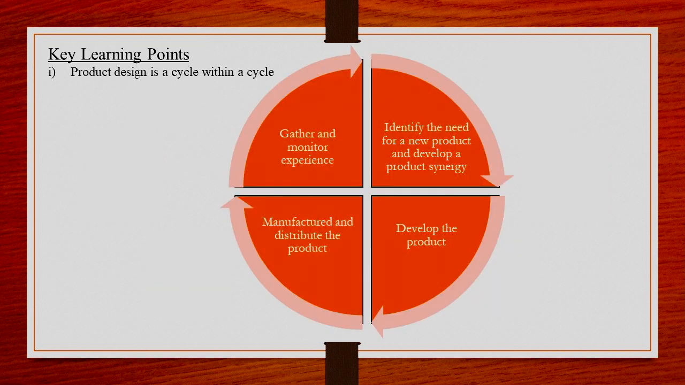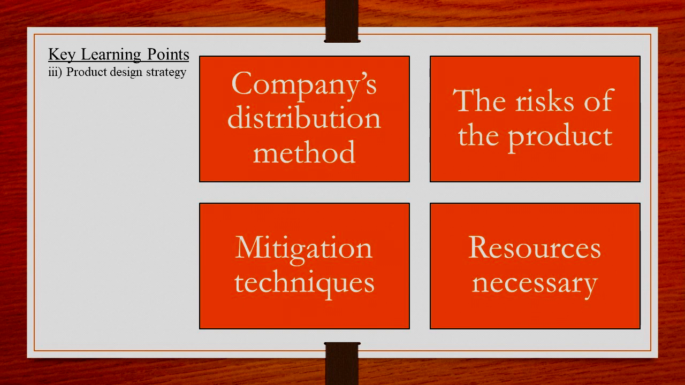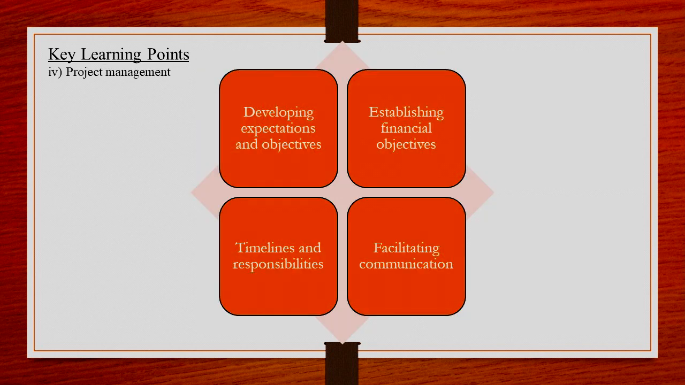Product design is a cycle within a cycle where a company identifies the need for a new product and develops a product strategy. Then, they will develop the product, manufacture and distribute the product, gather and monitor experience, and repeat the cycle again. In a product design strategy, a company must consider the company's distribution method, the risks of the product, mitigation techniques, and resources necessary to create the product. Project management helps in product design by developing expectations and objectives, establishing financial objectives, timelines and responsibilities, and facilitating communication.